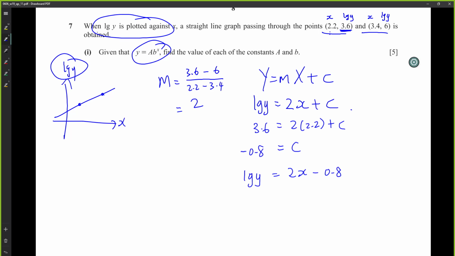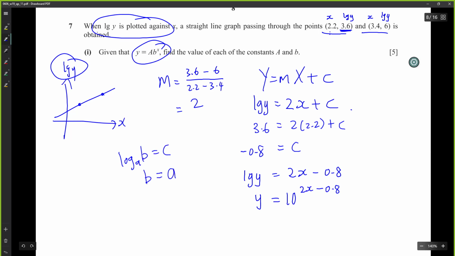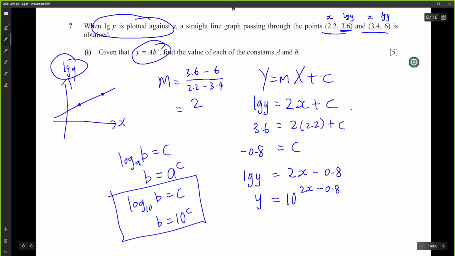So, okay, next thing I want to do is move my log 10 to the other side. I will get 10 power of 2x minus 0.8. Alright, if you get shocked in this step, I'm using a formula like this. Log_A B equals C, B equals A power of C. Because lg stands for log base 10. So if log base 10 of B equals C, my B equals 10 power of C. This is the reason why you can see I get 10 power of the whole thing like this.